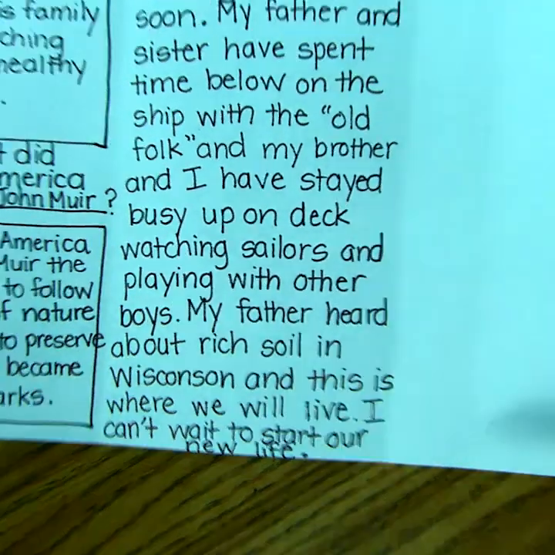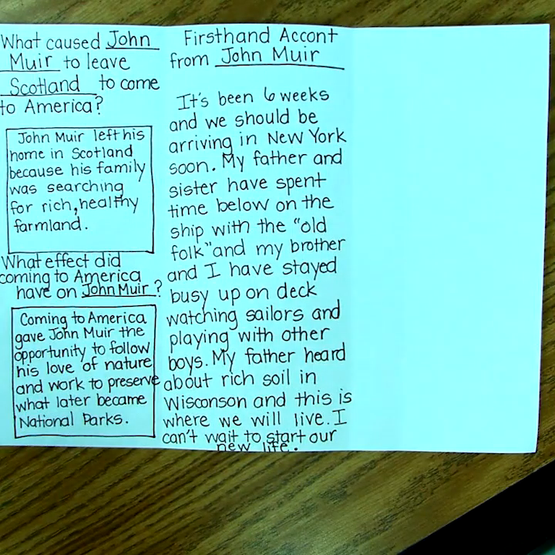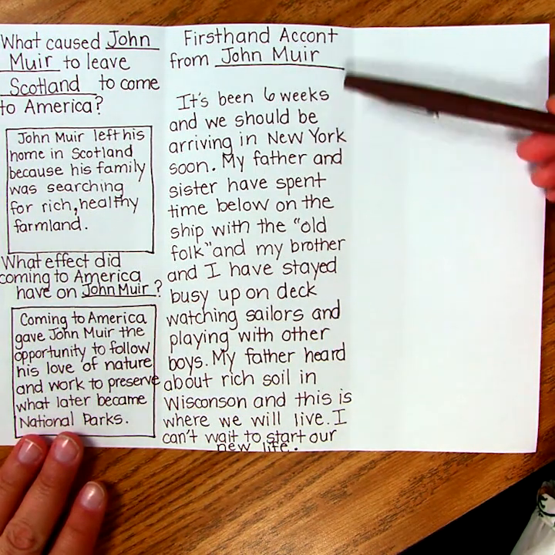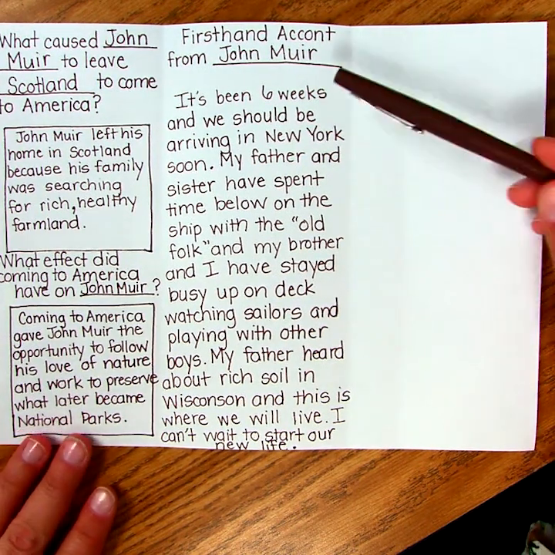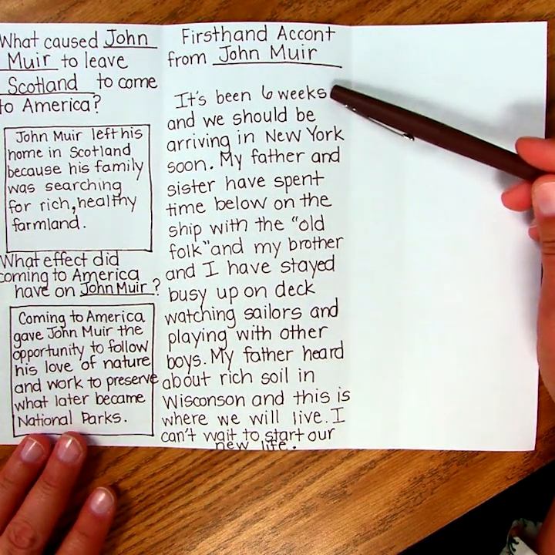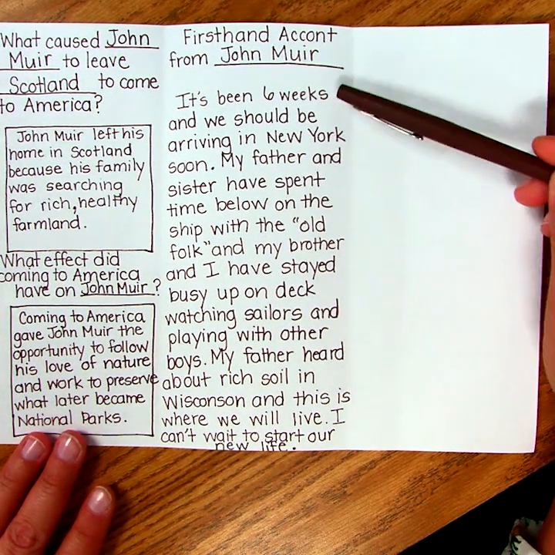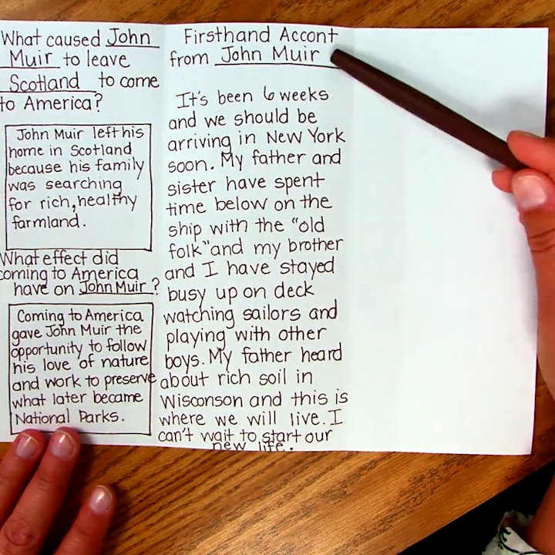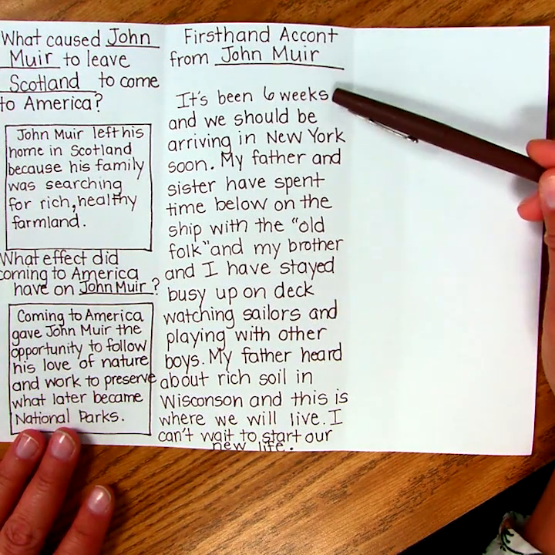That was quite a bit of writing, boys and girls. Yours might not be quite as long, but what's really important here is that we're able to take the information that we learn about our immigrant, in our case John Muir, obviously yours is going to be different, and take that information from a second-hand account and turn it into a first-hand account. This is your opportunity to be creative, boys and girls. Imagine that you are now the immigrant that you are researching, and you are describing for us your journey.